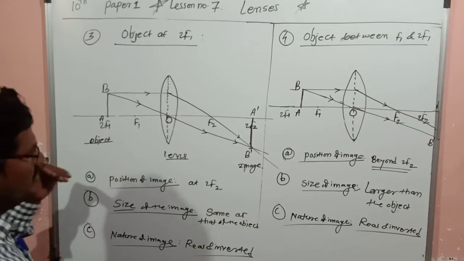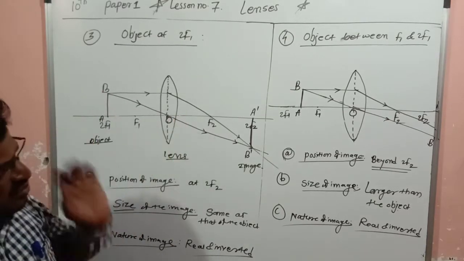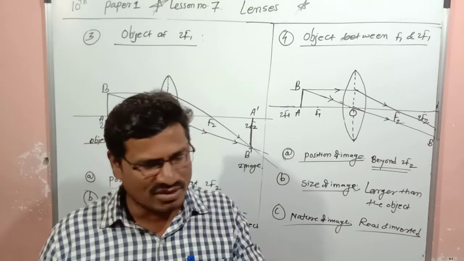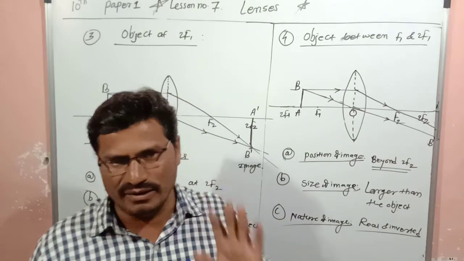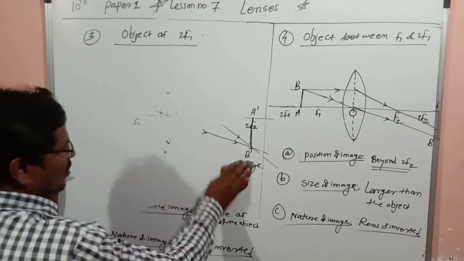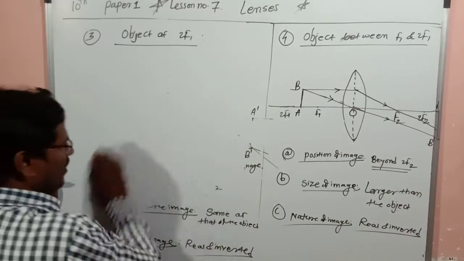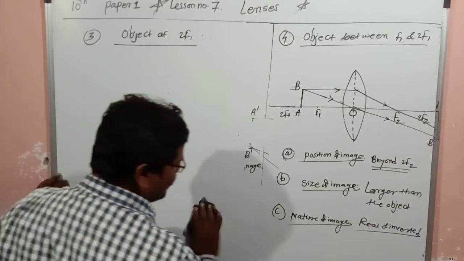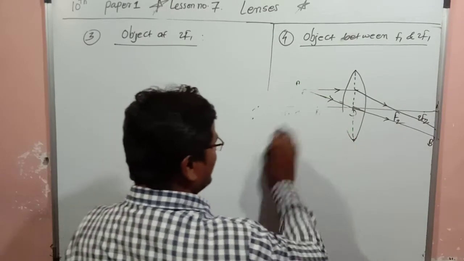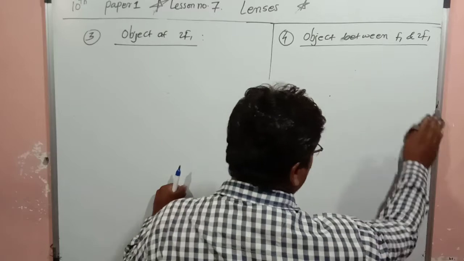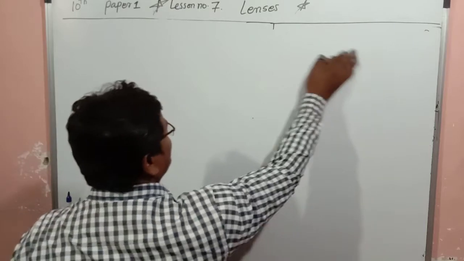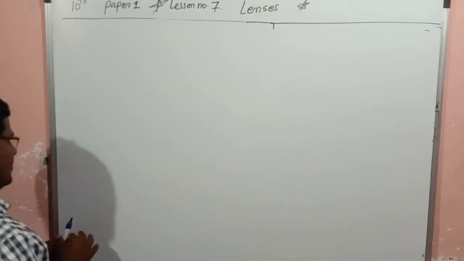Now we are going to take the fifth position. So these two ray diagrams you have to draw in your notebook, and for drawing the ray diagram you have to use compass, pencil and scale. So the fifth position we are going to study, and in that fifth position the object will be at F1. F1 means first principal focus. And where will the image be produced? That one we are going to study.